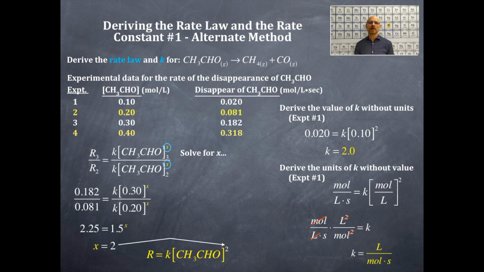So now that I have the value of k and the units for k solved independently, I'm going to put them together. I'm going to combine the units and the value of k together, and here's what I got: 2.0 is the value and liters per mole second. So now I have the value of k. Remember, k is dependent on temperature. So whatever temperature this reaction happened at, you can use that value of k and the rate law to determine any rate or concentration given either concentration or rate.